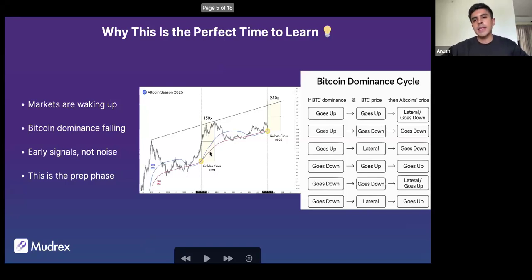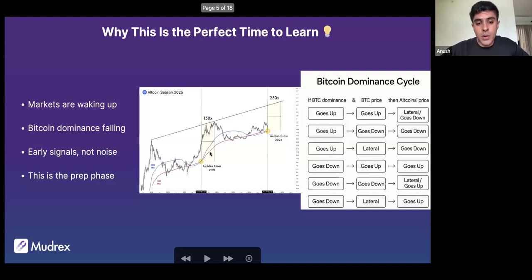One of the biggest signs that I must place emphasis on is Bitcoin dominance is coming down. Now, if you're not familiar with this metric, it's basically the percentage of total crypto market cap that belongs to Bitcoin. When dominance is high, it means most of the capital is parked in Bitcoin, usually during times of fear or uncertainty. But when that dominance starts to drop, it's a clear sign that capital or money is rotating into altcoins. And that's when things start to get really, really interesting for altcoin investors.